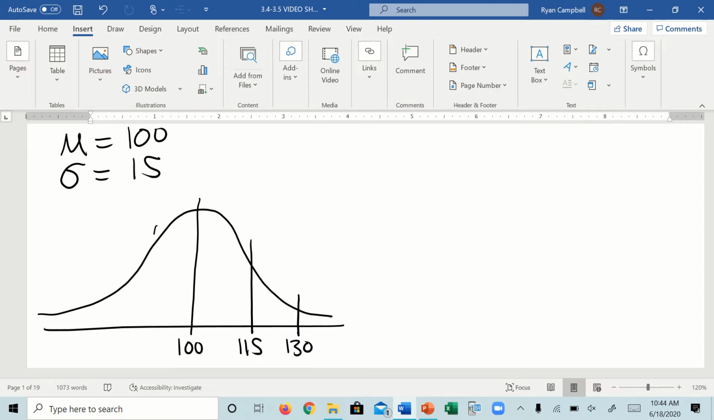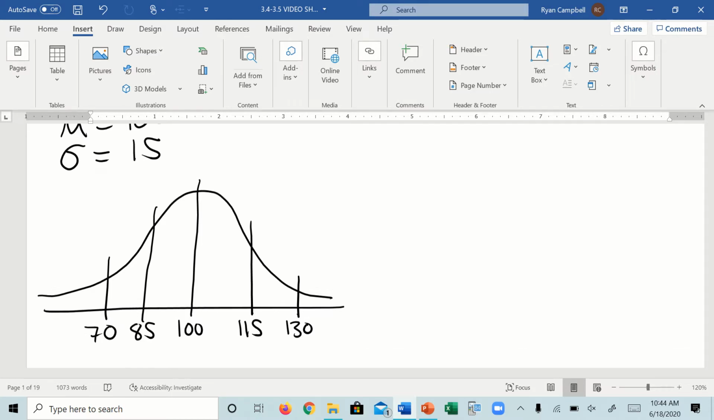On the other end, if we're going to do one standard deviation below, right, we're going to do 100 minus 15, which would be 85. If we do another one, that's going to be 70, right, so on and so forth.